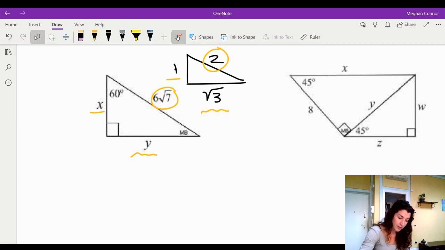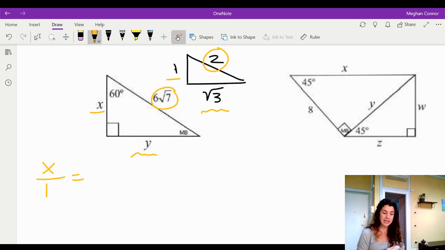So if I wanted to solve for x, I could set up a relationship between x and its corresponding side. So I would do x over its corresponding side length, which is 1, equals. And then I have to use the number that's given to me in my original triangle. X is on top with that first fraction, which means that my second fraction needs to have that same triangle on top. So that would be 6 square root of 7 over, and then its corresponding side length on the other triangle is 2. So now I only have one variable because I referenced back to the number that I do have in the triangle.